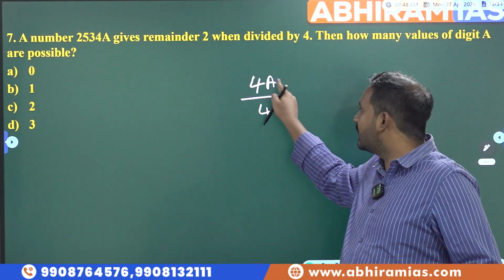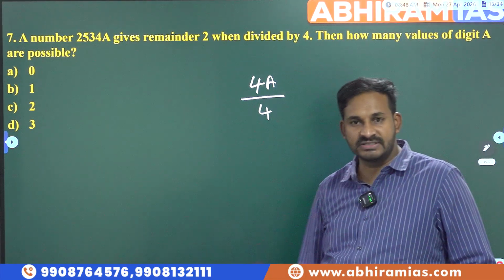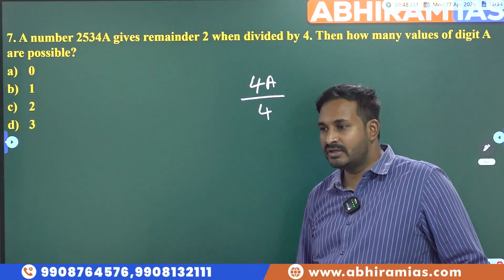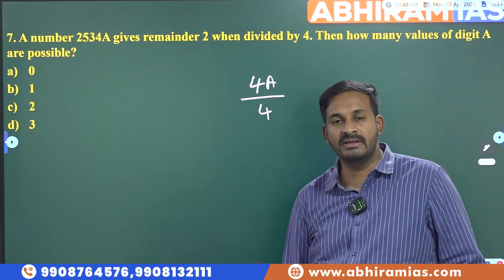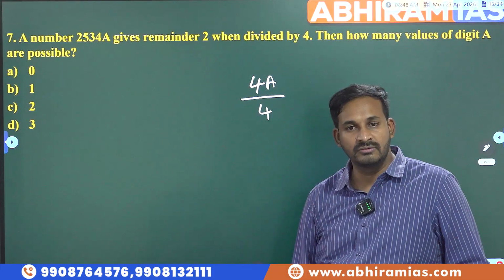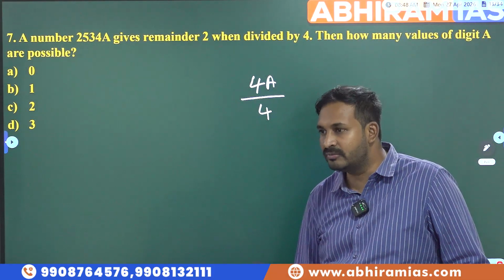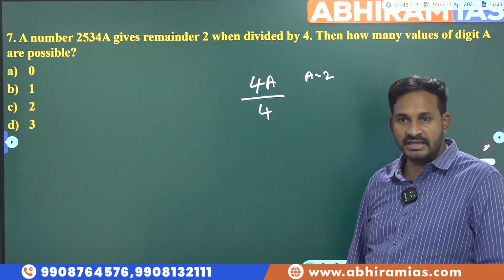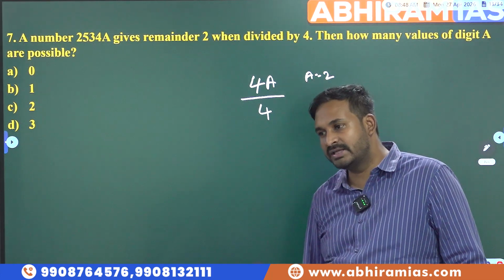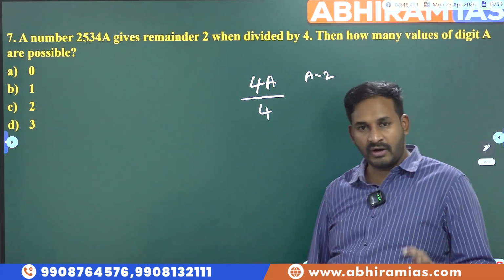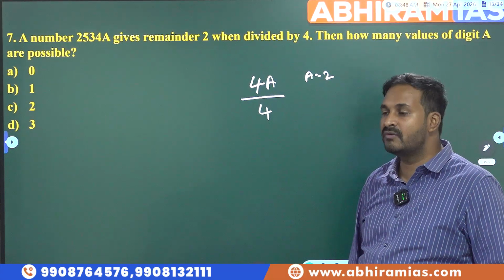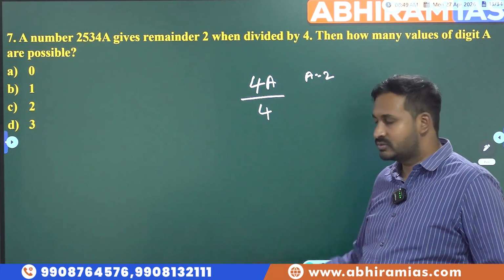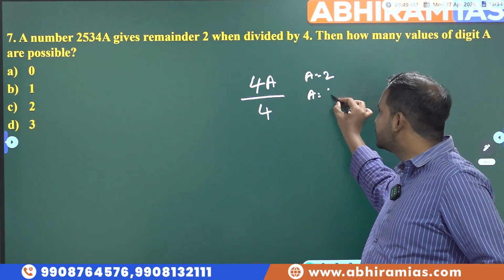So here, first tell me what is exactly divisible by 4. If it is 40, is it divisible by 4? But I should have a remainder 2, so what should be in that place? 42. I mean 42 means a value I can take 2. Then the remainder is 2. And what is the next multiple? 44. 44 is exactly divisible by 4. But we want remainder 2 here. So that means a value I can take 6.